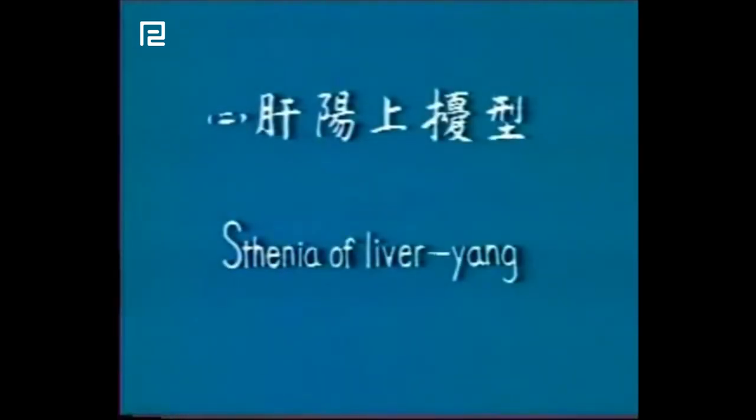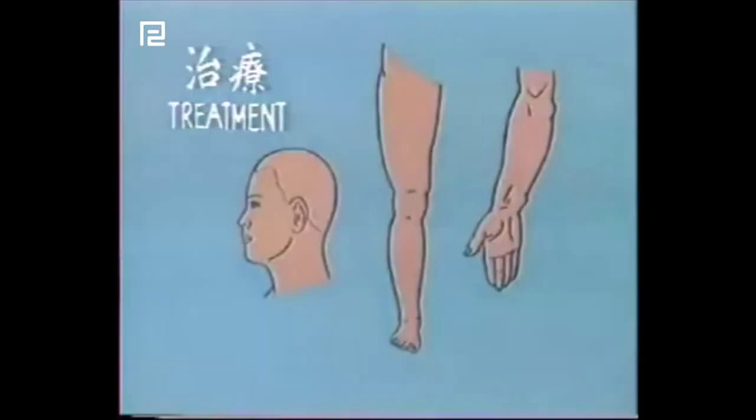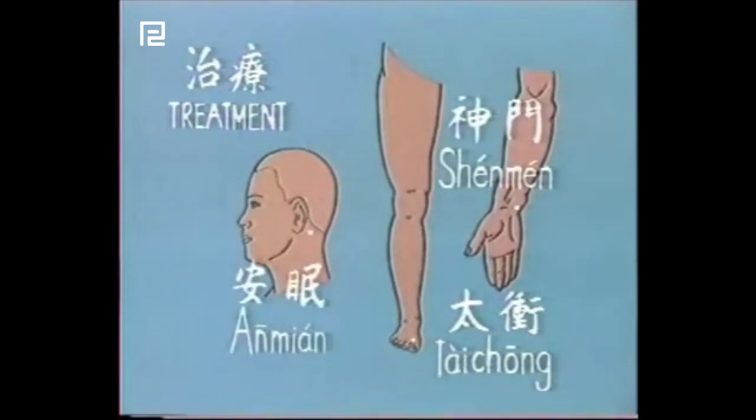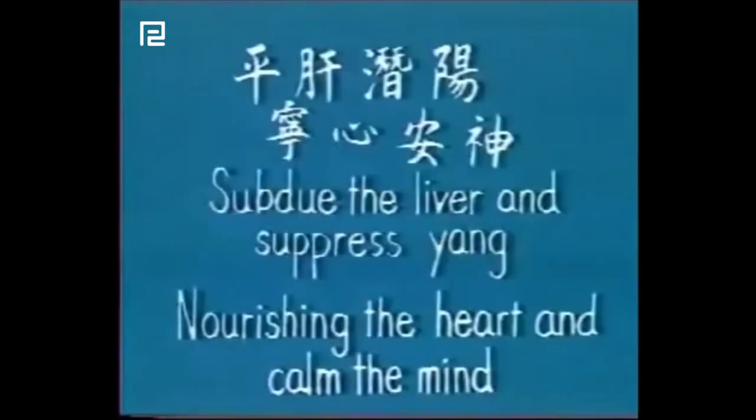Two, flaming up of the liver fire. The patient has insomnia caused by depression, which leads to the flaming of the liver yang. The pulse is wiry, and the body of the tongue is covered with a thin and yellow coating. Treatment: Taichong, Liver 3, Shenmen, Heart 7, and Anmian, Extra Point. This prescription can suppress the liver yang and relieve mental stress.